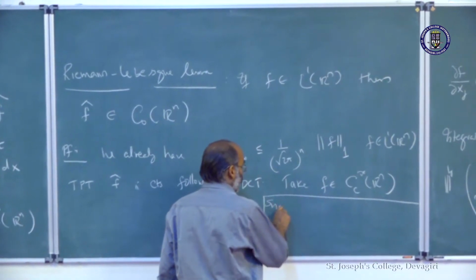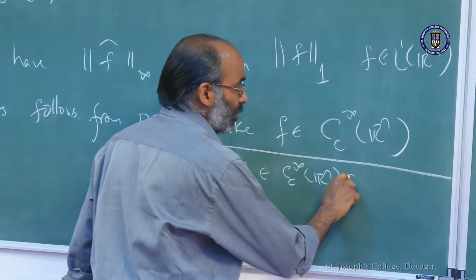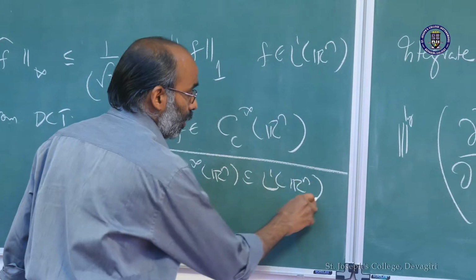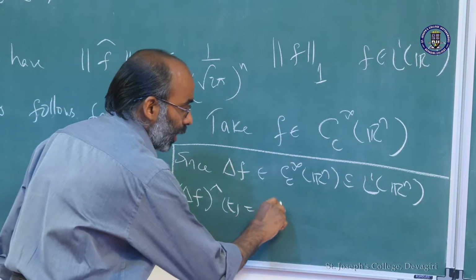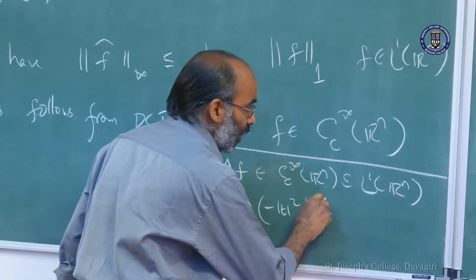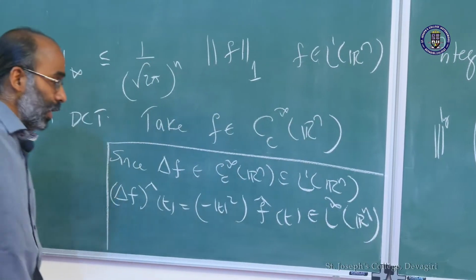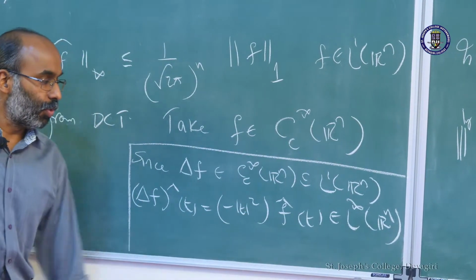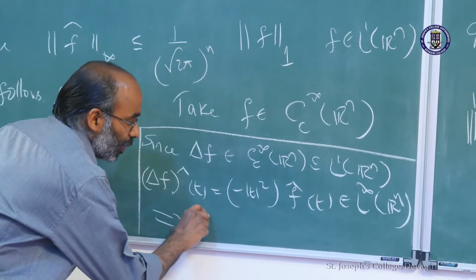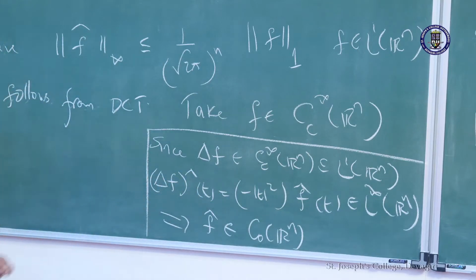Since delta f belongs to C_c infinity of R^n, which is contained in L1 of R^n, delta f hat, which is minus mod t square times f hat t, will be in L infinity. So, it is a bounded function. So, mod f hat t has a decay like 1 by mod t square at infinity, and so it goes to 0. This implies f hat belongs to C_0 of R^n. Continuity we already know, now it vanishes at infinity, so it has to be C_0.